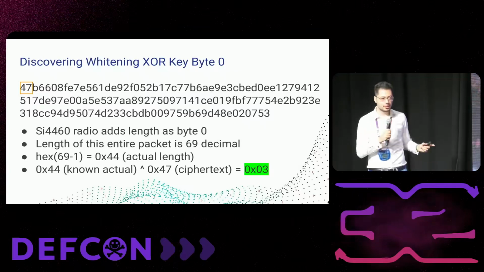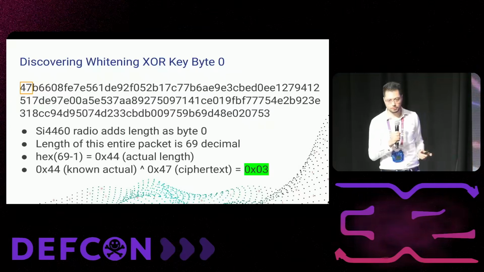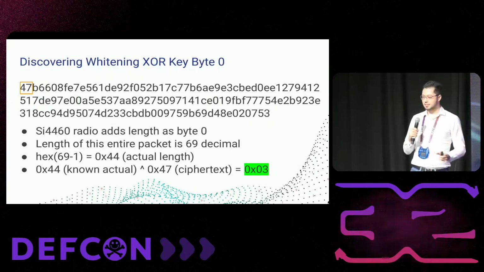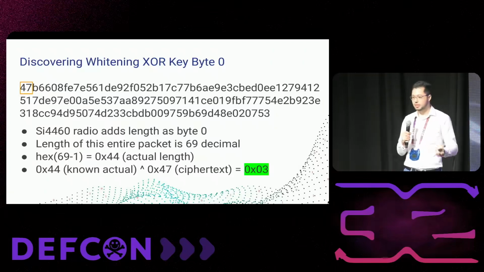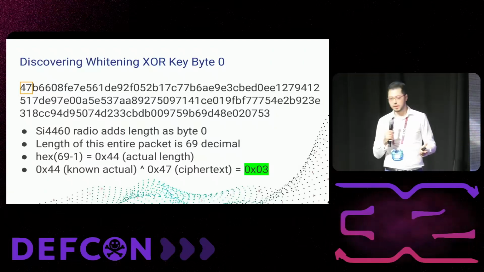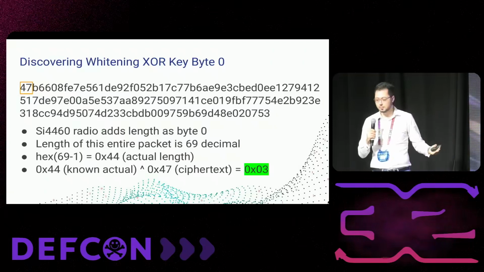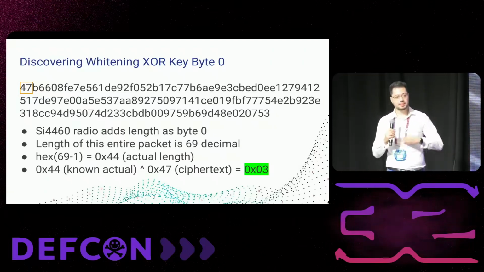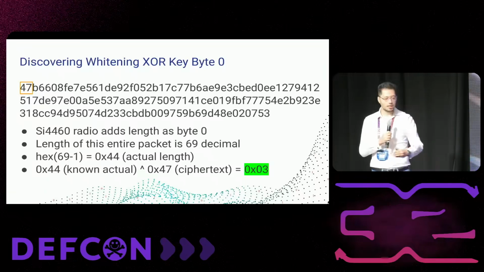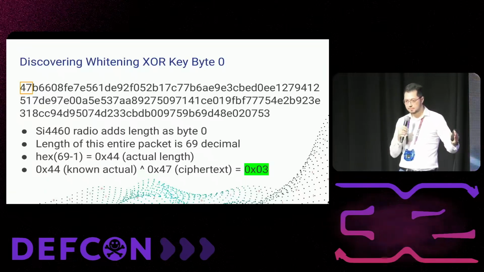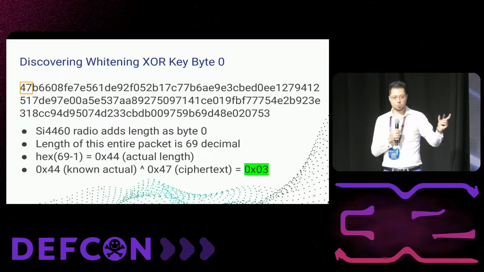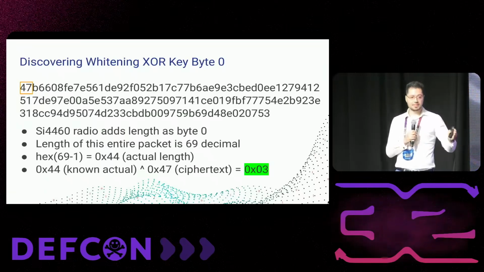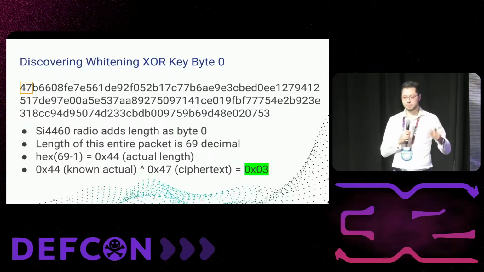So now our next part was, okay, let's discover byte 0. FCC comes to the rescue. They have a lot of useful information. I highly recommend FCC documentation. The FCC says that goTenna is using the SI4460 radio, and that radio, based on its documentation, adds length as byte 0. So that means we can find our known value. We take our packet, we take the length, and we get 69. Then we have to subtract 1 because that is the length byte. So we get 68. We convert decimal 68 to hex, and we get 44.